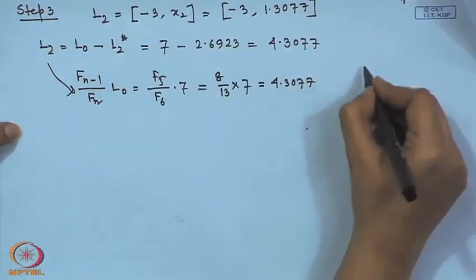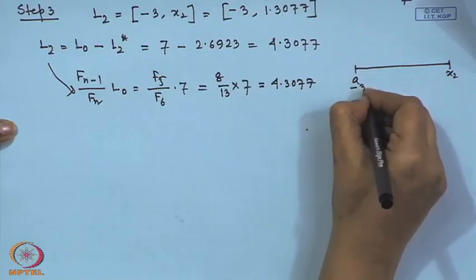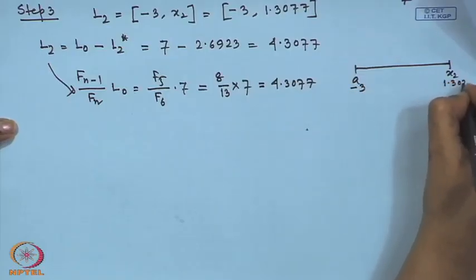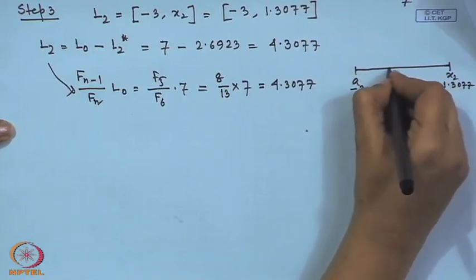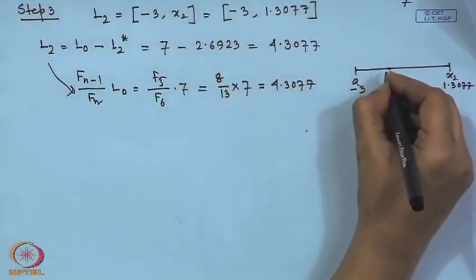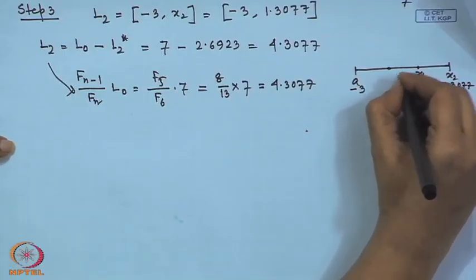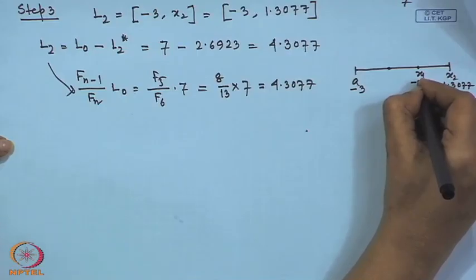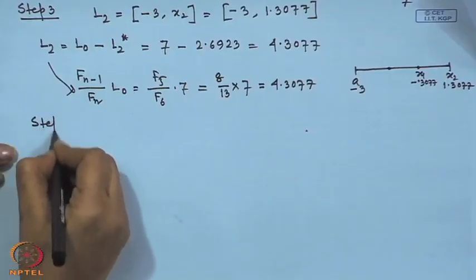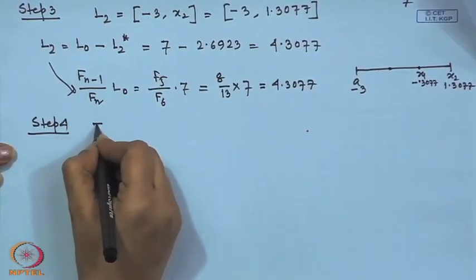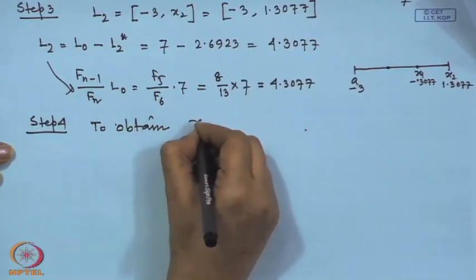But the basic idea is that now in the next step we will consider the interval from A to x2. What is my A? That is minus 3, my x2 is 1.3077. In between there is a point we are having, that is x1. My x1 is equal to minus 0.3077. Then what is my next step? Next step would be to obtain the next approximation for the optimal solution, that is x3.